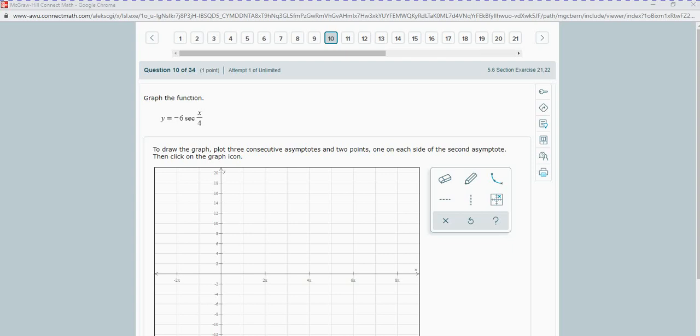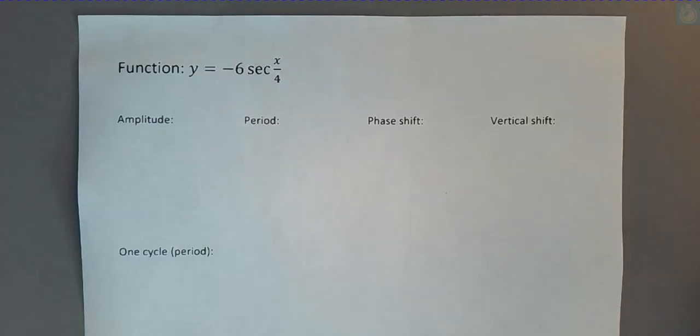So our function is y equals -6 times the secant of x over 4. To draw the graph, we want to plot 3 consecutive asymptotes and 2 points, one on each side of the second asymptote, the asymptote in the middle. So we'll need 3 asymptotes in total and 2 points in total. Keep that in mind as we generate the graph. We need all of those features in order for it to graph accurately. So let me flip over and we will look at this on paper.